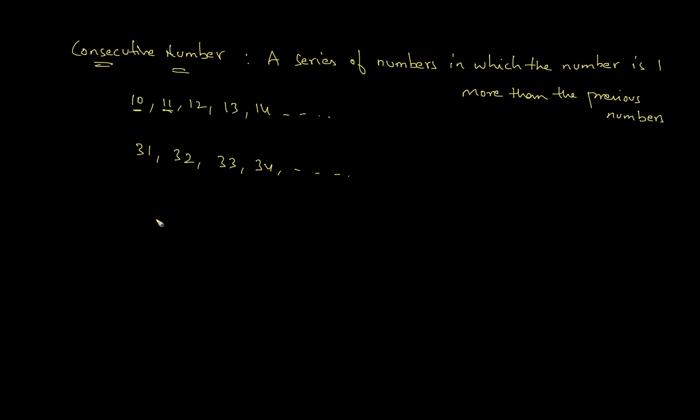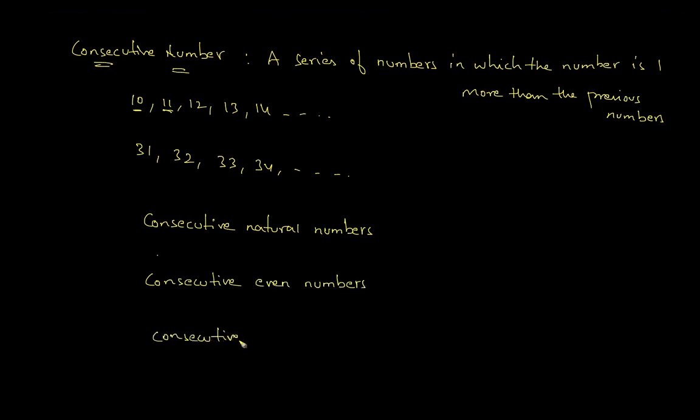In consecutive numbers, we have three types. One, consecutive natural numbers. Consecutive numbers or consecutive natural numbers are one and the same. If nothing is mentioned in the question, then it is consecutive natural numbers only. The other one, consecutive even numbers, and third, consecutive odd numbers. Consecutive natural numbers we already discussed: 10, 11, 12, 13, 14. For consecutive even numbers we have 20, 22, 24, 26.